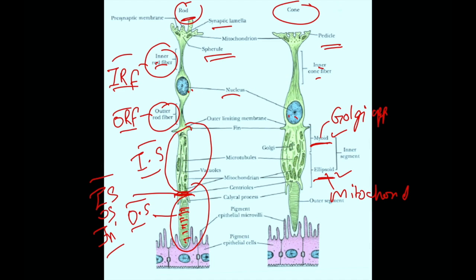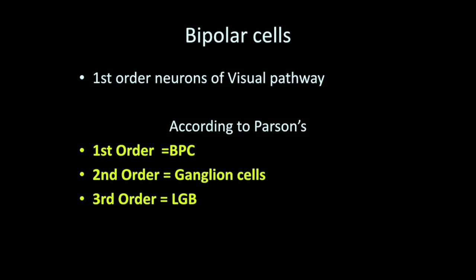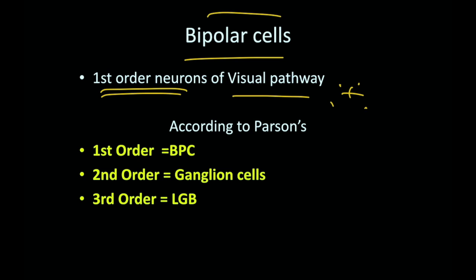So with these important differences, I end the discussion on rods and cones for now, and I'll go to the next important cell, the bipolar cells. Now, bipolar cells are the first order neurons of the visual pathway. According to Parsons, and not according to other books, Parsons says that the first order neurons are bipolar cells. The second order are ganglion cells. And the third order is the lateral geniculate body.